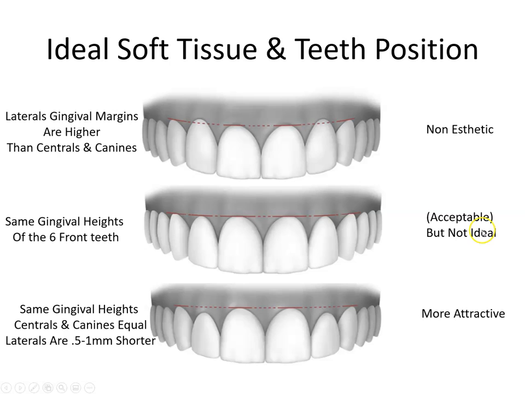And if we look at our analysis from the previous course, we can see that the position of the laterals, when it's at the height of the centrals and canines, these two front teeth and these sharp teeth, that's not aesthetic. And if it's above it, and if it's at the line, it's acceptable but not ideal. We want a more attractive approach. So for our patient, we're either going to go for acceptable or the more attractive, but no way for non-aesthetic.